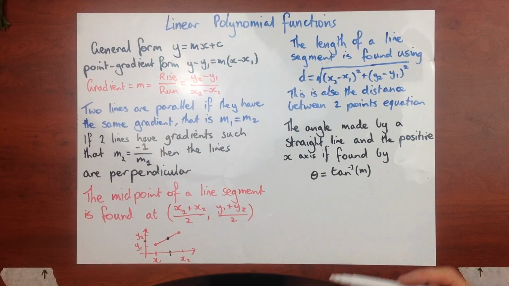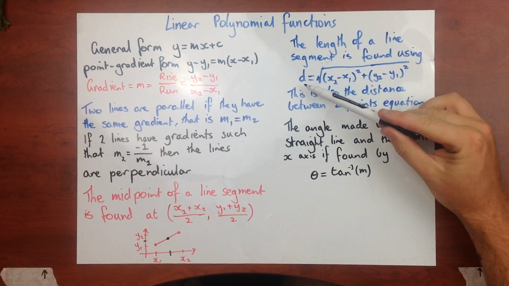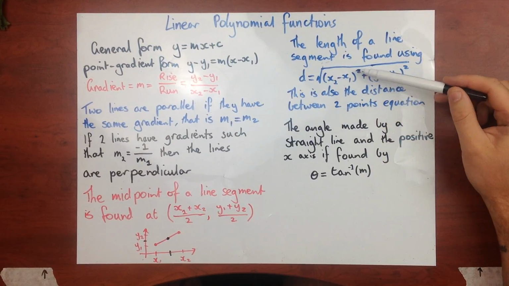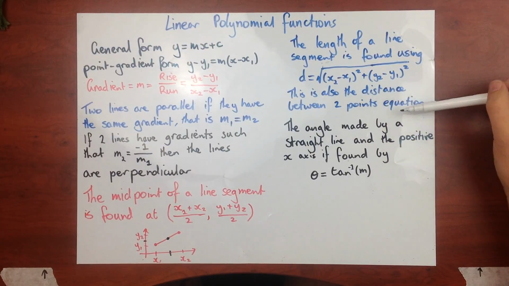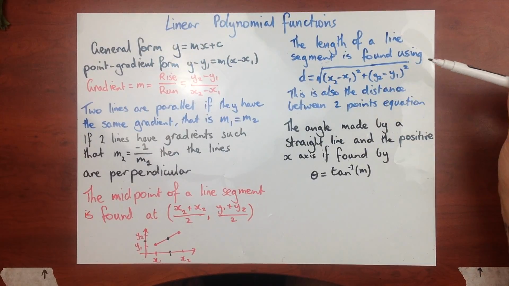Also, the length of a line segment is found using this formula: d equals the square root of x2 take x1 squared plus y2 take y1 squared. This is also known as the distance between two points equation, and really it's just Pythagoras' theorem.